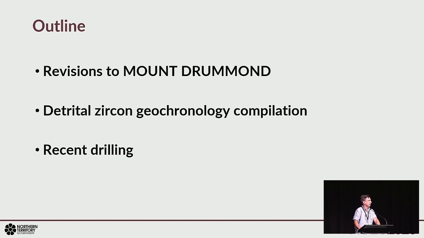It's a 1 to 250,000 scale map called Mount Drummond, and we'll soon be producing the third edition of that map. A lot of the revisions that have been made on the third edition map compared to the second edition map were made on the basis of detrital zircon geochronology. So I thought it would be appropriate to show a compilation of some of these data and discuss some ways in which we might be able to use them in a way that's actually useful for stratigraphy.